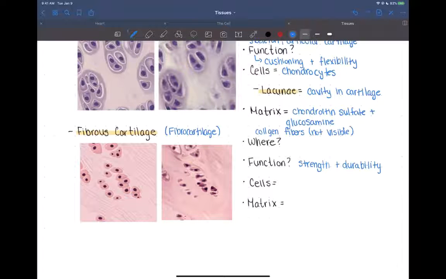It's going to be located in a lot of places that receive a lot of pressure. In your knees, you have fibrocartilage that forms the meniscus, like a cartilage pad in your knees. If you think about it, when you're standing all day, that's a lot of pressure being put on your knees to hold up your weight, so it needs a very durable substance there to withstand that pressure, and that's fibrocartilage.